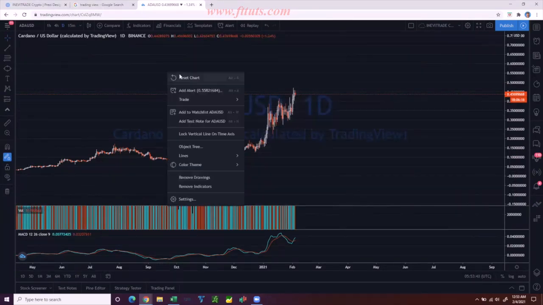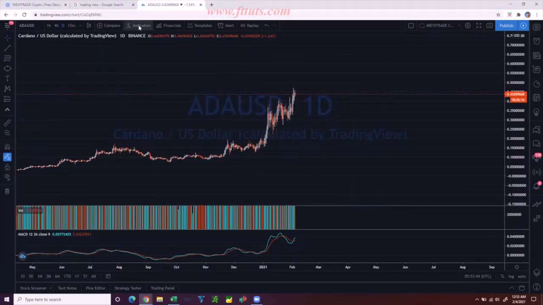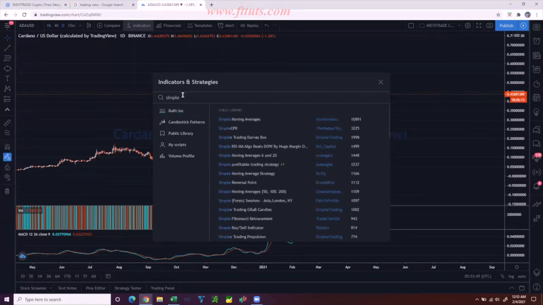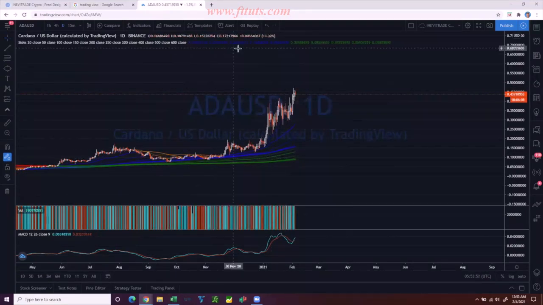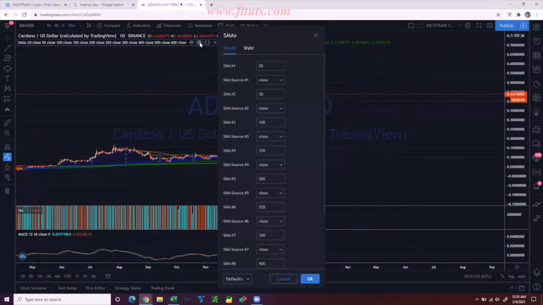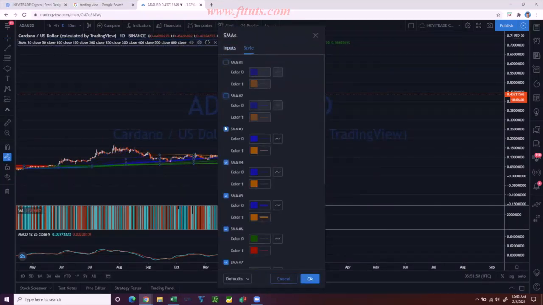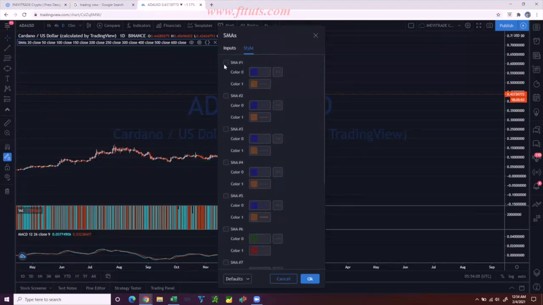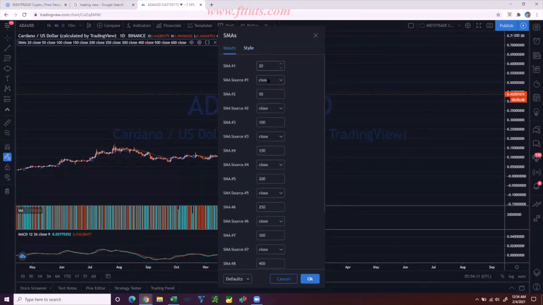We can add a simple moving average now. So we can go over to our indicators right here and hit, I believe, simple moving average right here. That will add a bunch of simple moving averages. Now we need to just go over here and we can actually turn off the ones that we don't want. So let's just leave a few because this is absolutely insane. So let's just keep one. So we have a simple moving average and we have inputs. So this is an SMA 20.